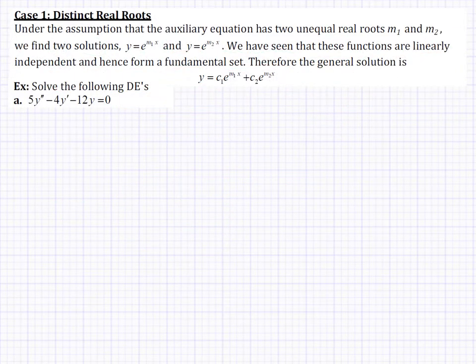First scenario. Under the assumption that the auxiliary equation has two unequal real roots, m1 and m2. So this is the first scenario: m1 and m2 are unequal, distinct, real roots. Okay? So that tells us that y equals e to the m1x is one solution, and e to the m2x is another solution.